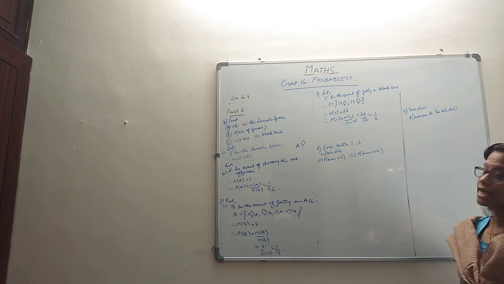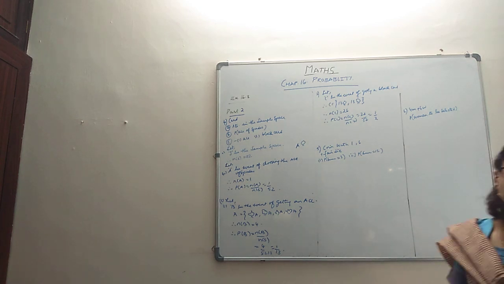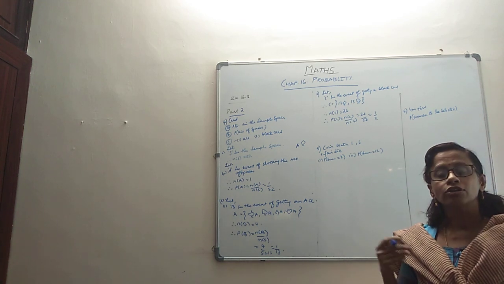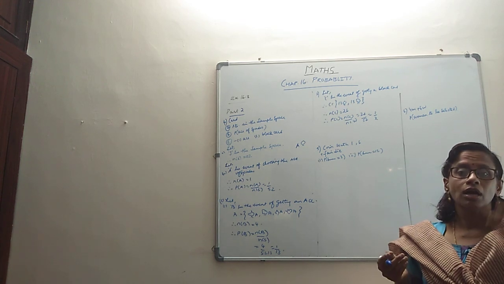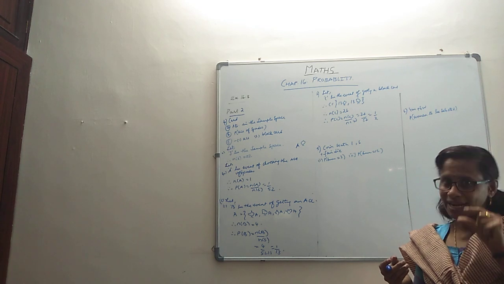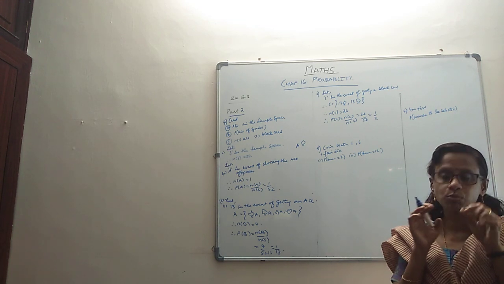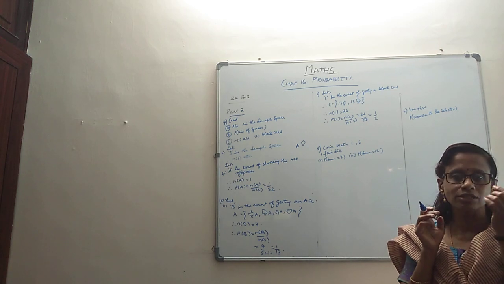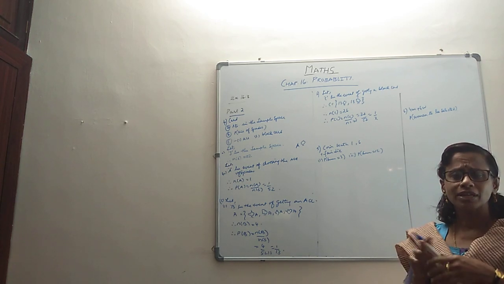Question number 5 says that you have a coin. Now the coin is not like our normal coin which has a head on one side and a tail on the other side. This is a new coin which has the number 1 embossed on one side, and on the other side there's a number 6 embossed, right? So that's a new kind of coin, which is nothing new actually.